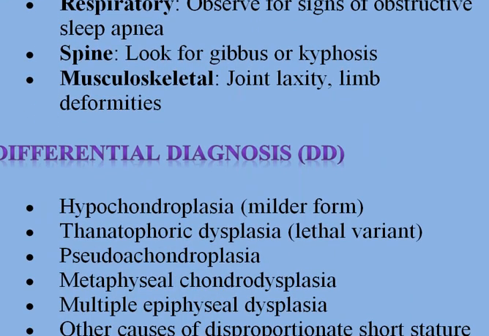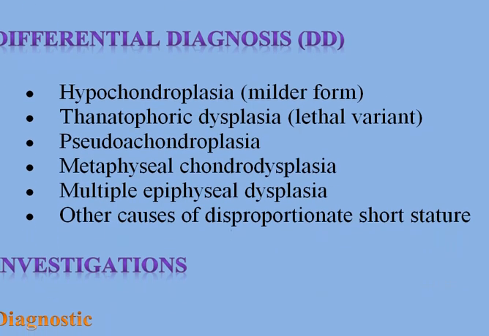So the differential diagnosis to consider include hypochondroplasia, which is a milder form, thanatophoric dysplasia. Apologies for mispronunciation. It's a lethal variant. Pseudoachondroplasia, metaphyseal chondrodysplasia, multiple epiphyseal dysplasia, and other causes of disproportionate short stature.